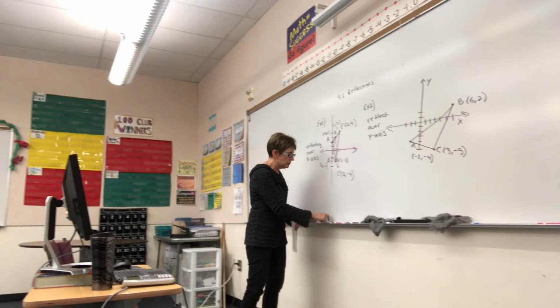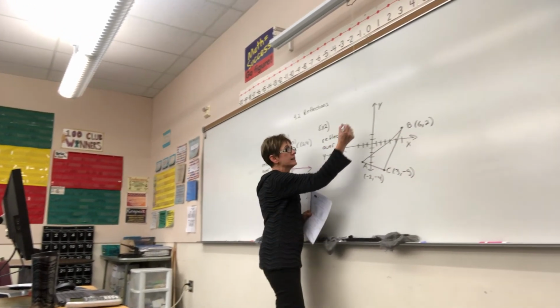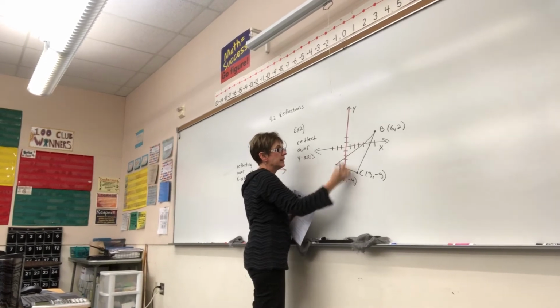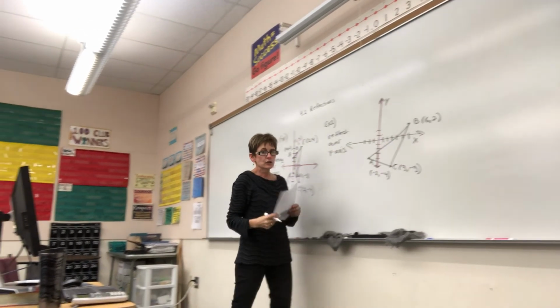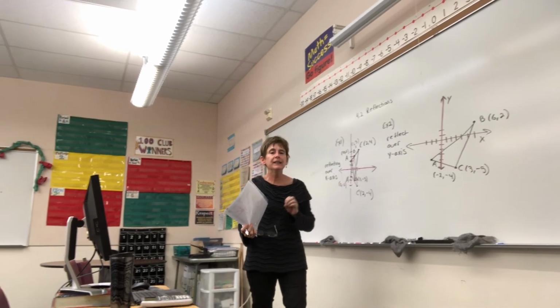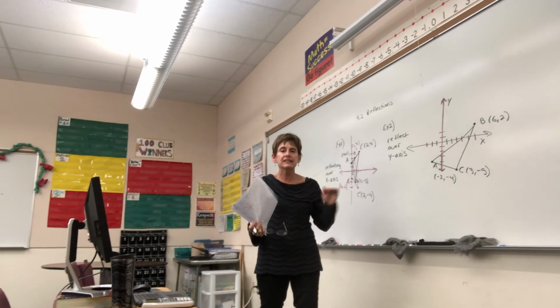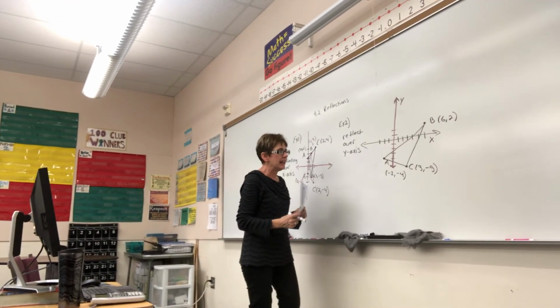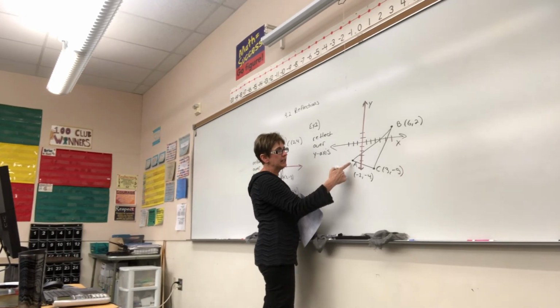Now, if I want to reflect over the y-axis, that means I am reflecting over this vertical line right here, the vertical line. So I'm going to use exactly the same process, but the line that I'm counting the distance to is now the y-axis. So let's go ahead and take a look at A. A is at negative 2.